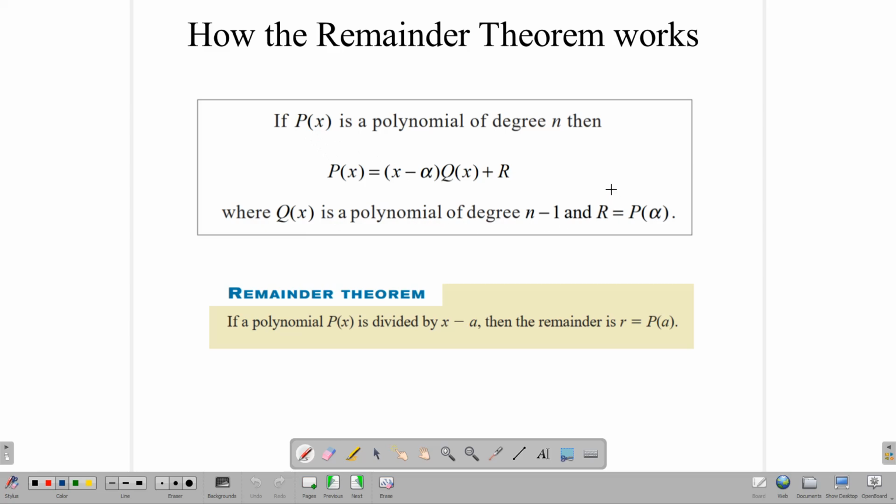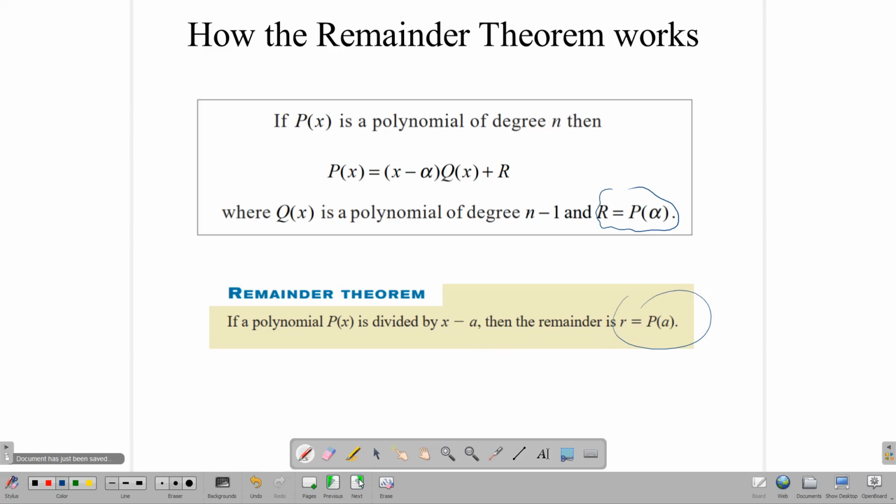Now, importantly, we need to look at this. The remainder, r, is equal to p of a. So, in the remainder theorem, if a polynomial p of x is divided by x minus a, then the remainder r is equal to p of a. And so we need to pay very, very special attention to this.